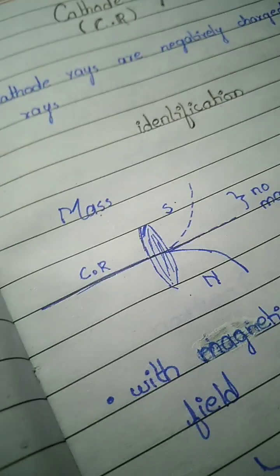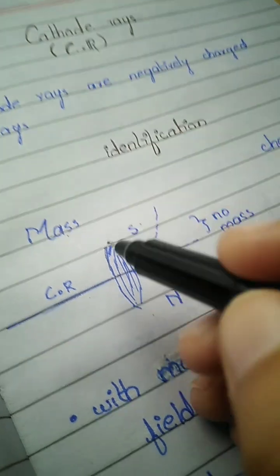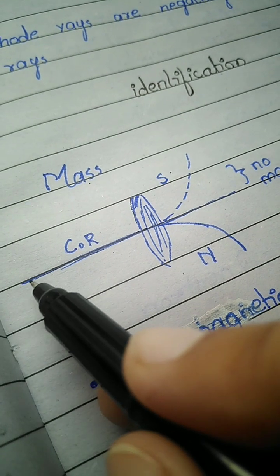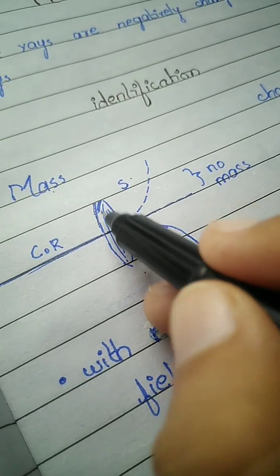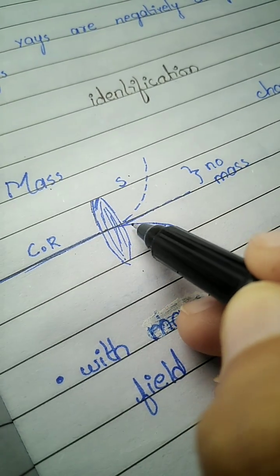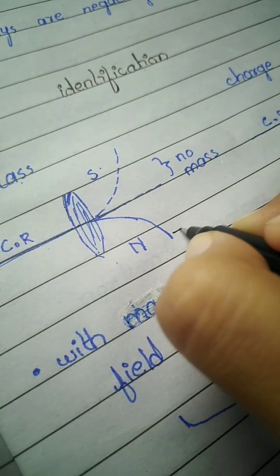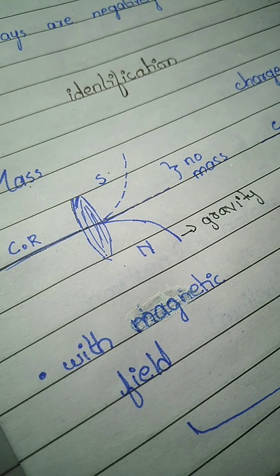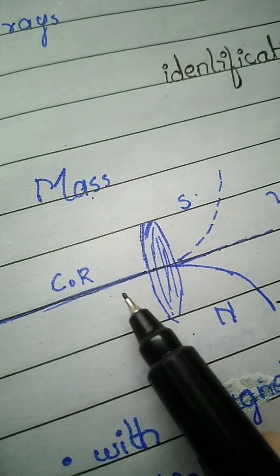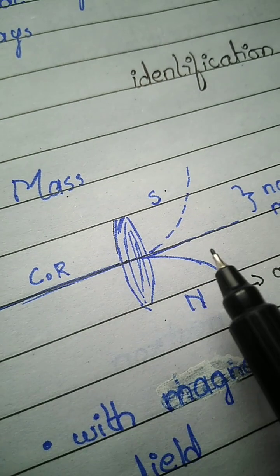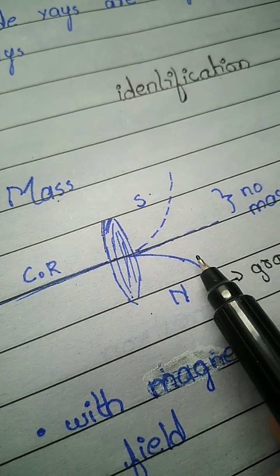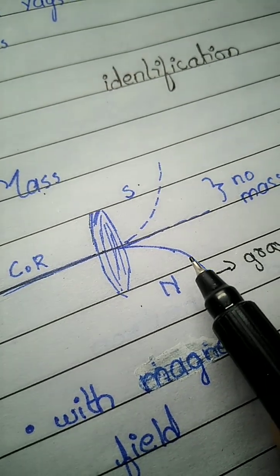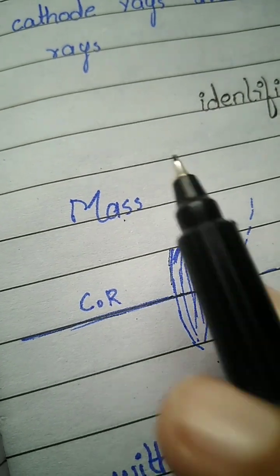Now let's identify whether CR, which is cathode rays, has mass or not, or charge or not. So in the experiment, when we pass the CR through the magnetic field, it just goes down. It happens due to gravity. If gravity works on the CR, that means it has a weight, it has mass, because mass is attracted because of the weight or because of the gravitational force. So we can say that the CR has mass.